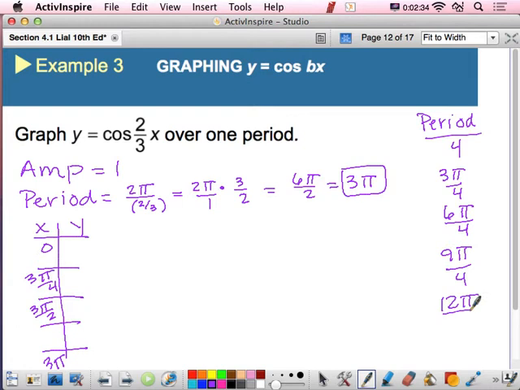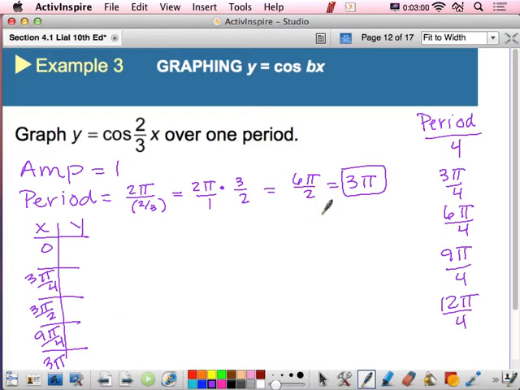So if you look at those and you reduce those, that's what's on our table over here. There's 3 pi over 4, 6 pi over 4 reduces to 3 pi over 2, and then 9 pi over 4. So if you have trouble finding that one, you just take it and divide it equally into 4s. And 12 pi over 4 reduces to 3 pi. All right, now we just have to find the first 2 values so we can complete our table.